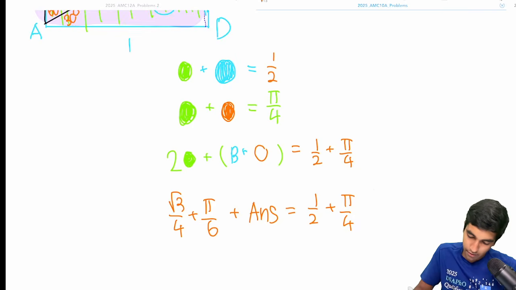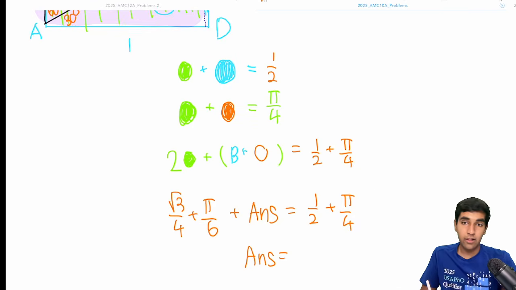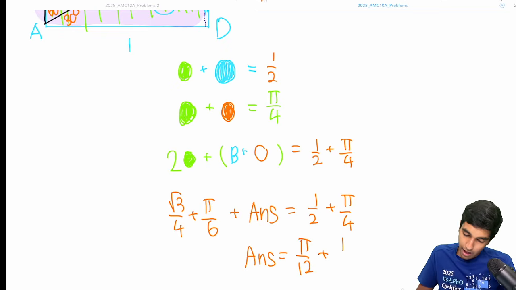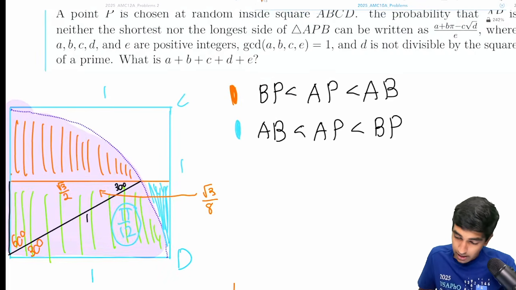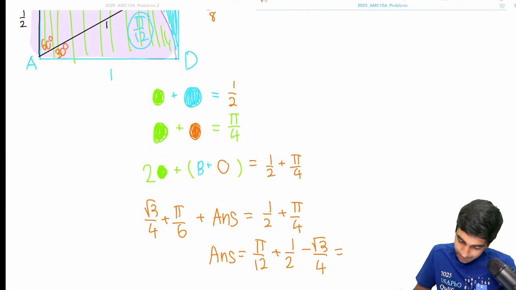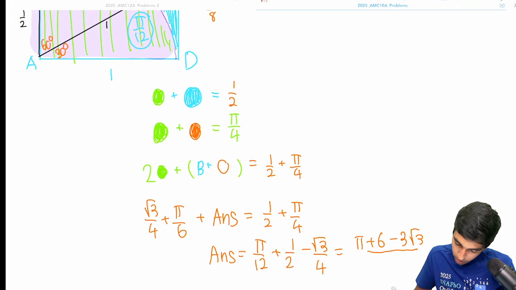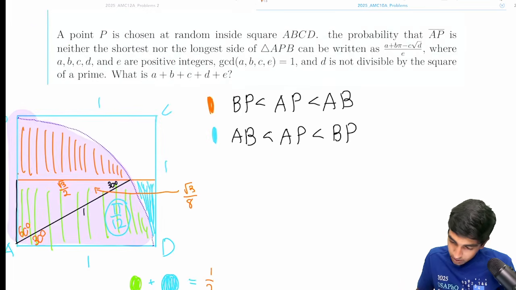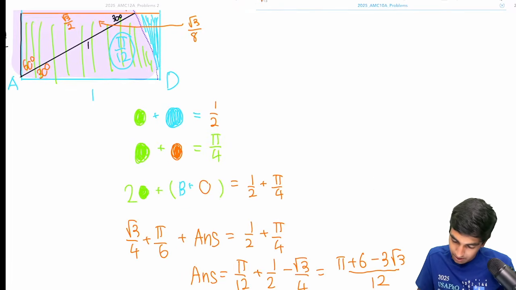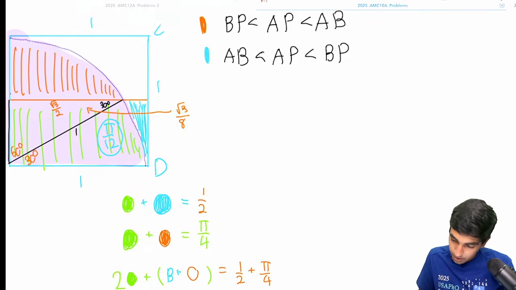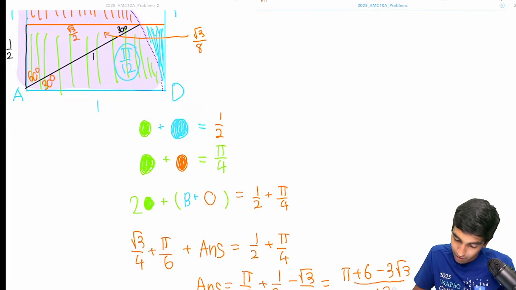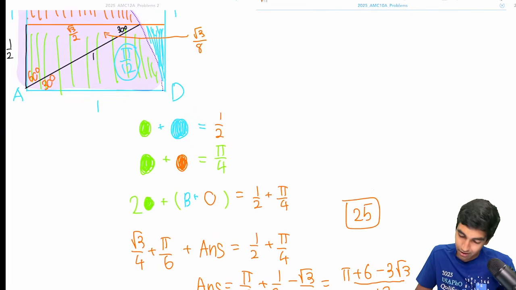And now it's simple enough. Ans equals 1/2 plus pi over 4 minus pi over 6, which is 3 pi over 12 minus 2 pi over 12, so pi over 12, plus half minus root 3 over 4. And what are we asked to find? Okay, this is our answer: pi plus 6 minus 3 root 3, all over 12, right? And then we're asked to find a plus b plus c plus d plus e. So that's 1 plus 6 plus 3 plus 3 plus 12. That's 25, giving us an answer of 25.